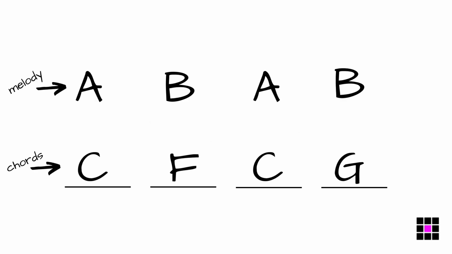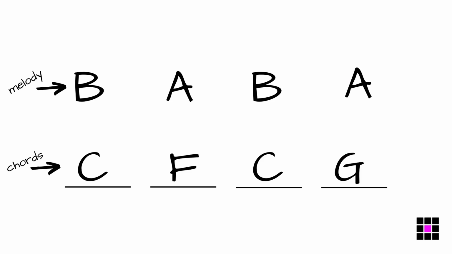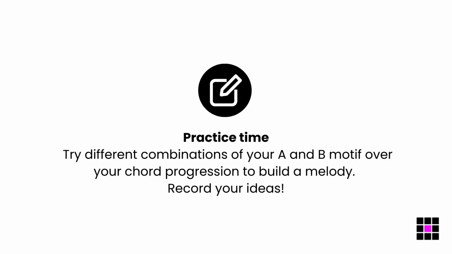What if we try A, B, A, B? That's pretty nice too. Or we could go really out there and start our melody on the B motif. Let's try B, A, B, A. Try this out yourself. It can be a really fun way of inspiring a much more interesting melody that's built off your first motif. Try as many different combinations of A and B as possible and see which one you like best.